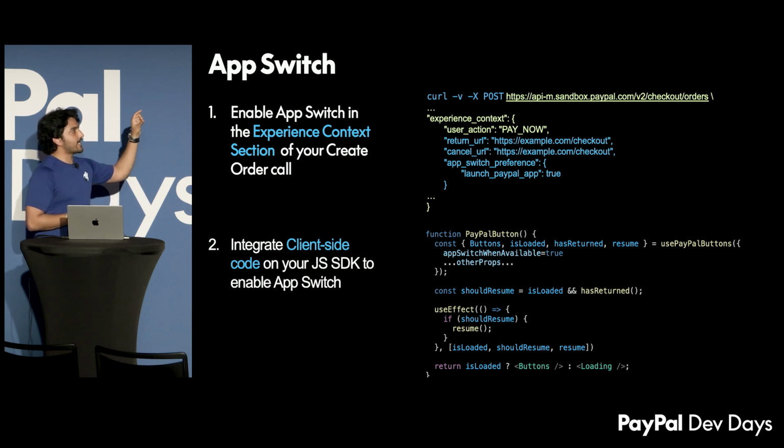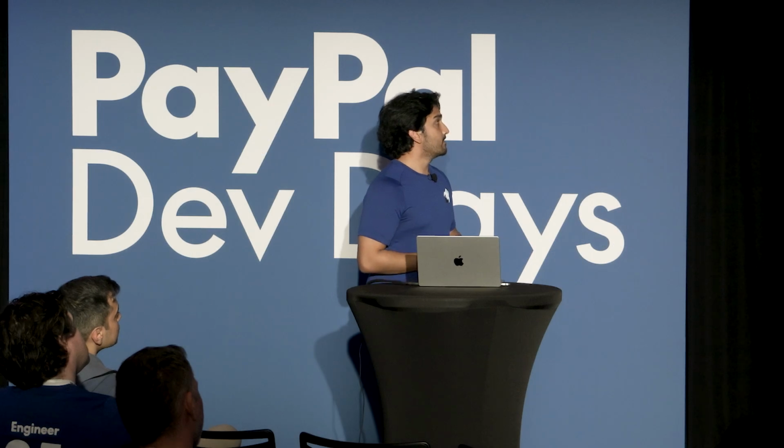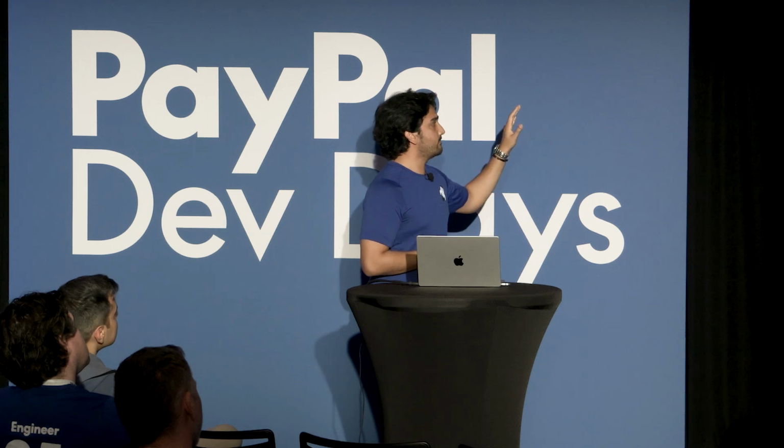Then we've got the app switch preference, where the merchant can specify launch PayPal as true. And this allows the merchant a lot of flexibility, where you can actually turn that flag on or off for certain checkout scenarios. And it's not on by default. It provides a lot more flexibility for the merchant itself. So that covers the server-side code.